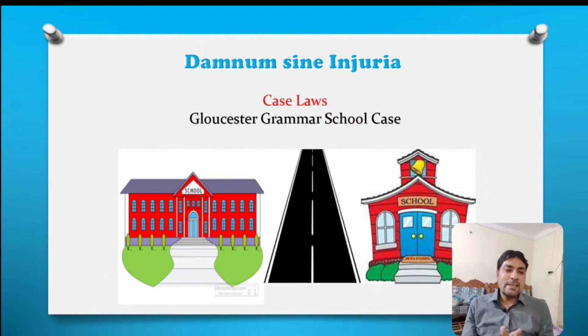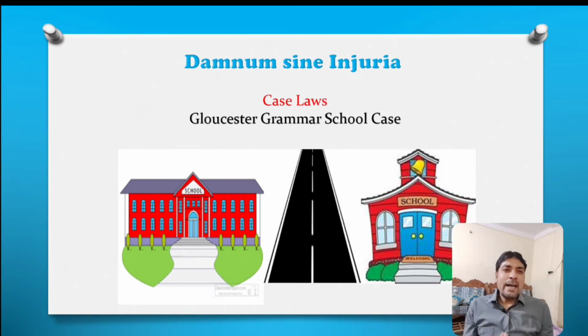So the plaintiff filed a suit against the defendant for loss. But in this case, the court applied the maxim damnum sine injuria, and it was the contention of the court that the defendant was exercising his own legal right, because the opening of a school was a legal right of the defendant, and when the defendant was exercising his own legal right, it did not violate the right of the plaintiff.